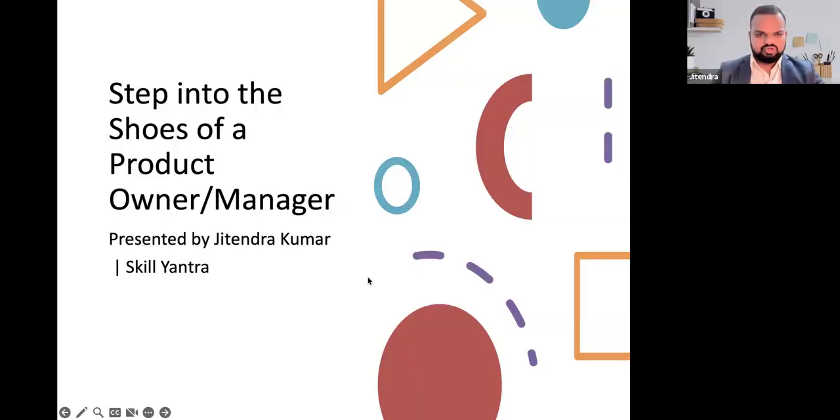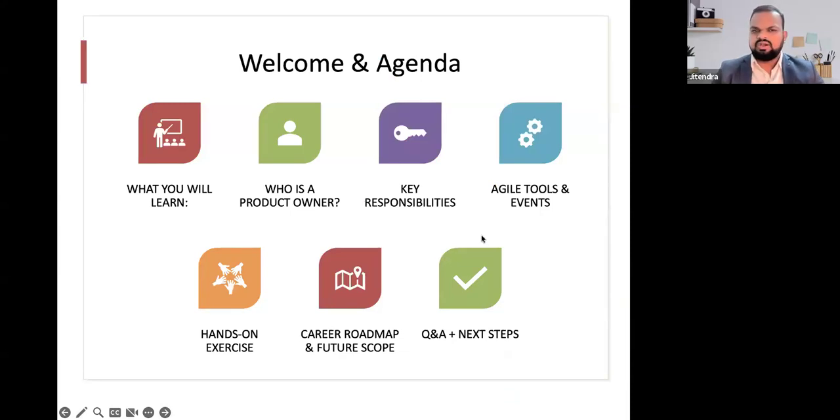And with this, without wasting time, let's get started. Let's go to the core of this workshop. First thing first, we'll talk about who is a product owner and what the key responsibilities of a PO are. Then we'll cover something on the agile aspect, and then the career roadmap. If you are someone who is willing to transition into the product owner job role, what should be your career roadmap? And if you have any specific questions, we will do a specific Q&A at the end of this workshop.